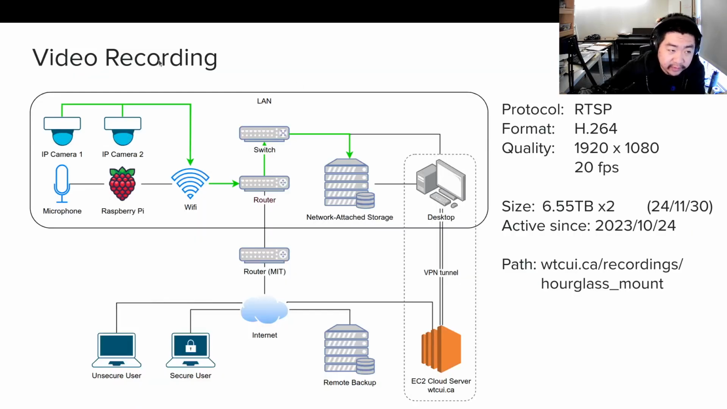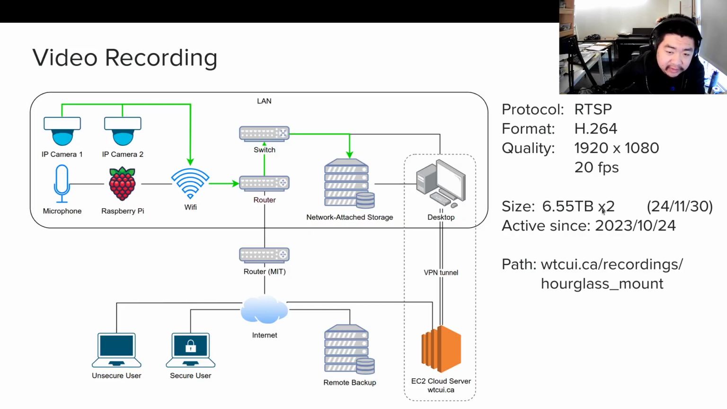The first one is video recording. The cameras send data through Wi-Fi to my router, which then gets stored in my NAS. The protocol I use is RTSP, real-time streaming protocol. The quality for video recordings is 1920 by 1080 at 20 FPS, frames per second, which is quite good, I'd say. I've been archiving this for a little over a year and a month.